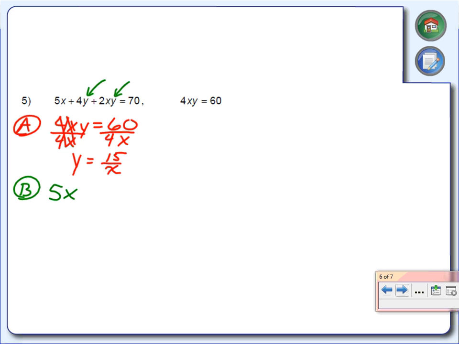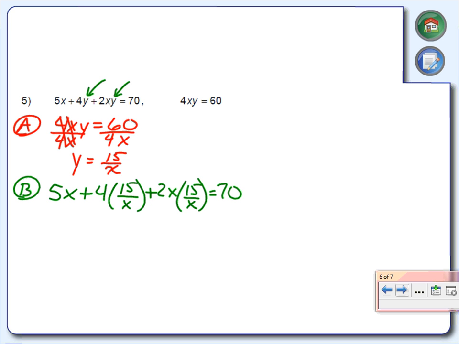We got 5x plus 4. We're replacing the y with a 15 over x. Same thing with this y, we're replacing it with 15 over x. Everything else is still there. There it is.